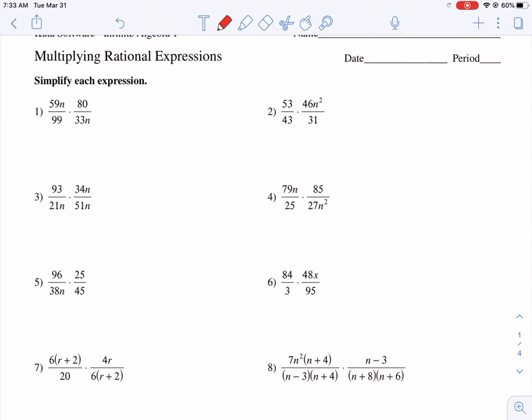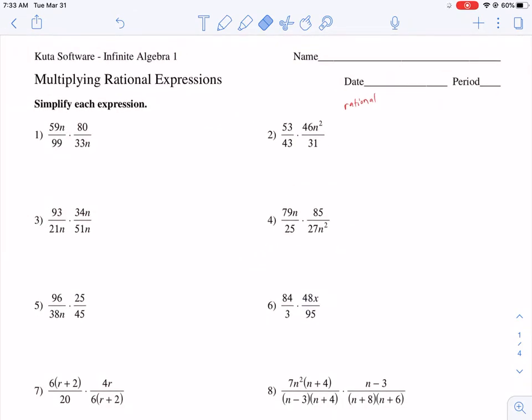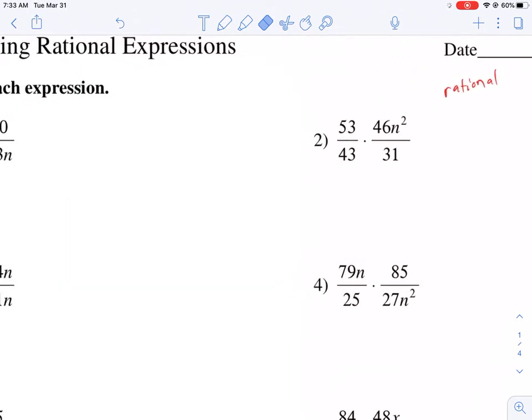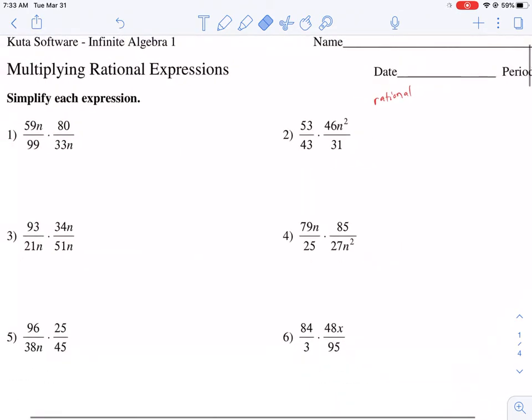So what we see here is two rational expressions. A rational expression is essentially a ratio. So when you think ratio, you're thinking division. And an expression is a term without an equal sign. So we have rational expressions we're asked to simplify.